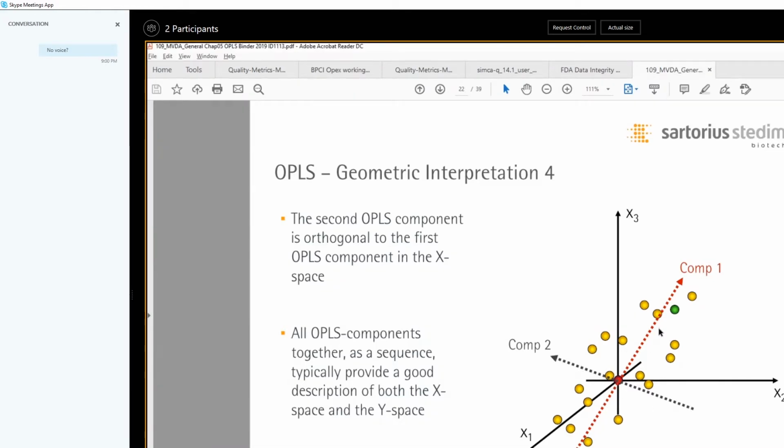So you want to explain the data in one direction, but you also have to acknowledge that there is data and stuff to be explained in other directions. So that's what the orthogonal components do. This is really why you only need one orthogonal component when you're using OPLS, because it doesn't really matter how many other directions you spin it around the component to explain the other bits. What's most important is what's directly related to the predictive component, which in this case is component one.